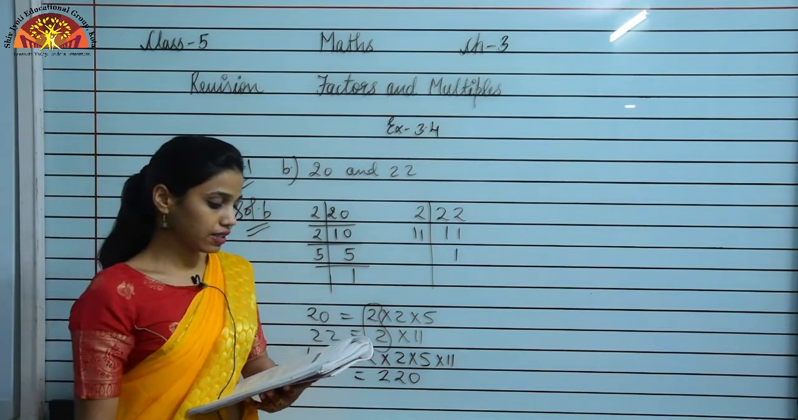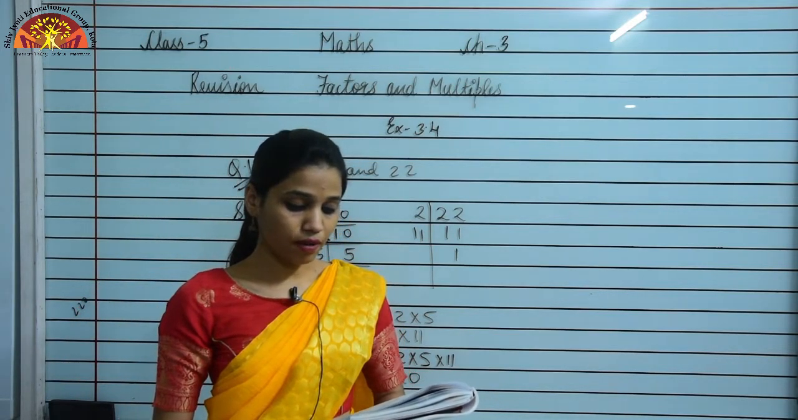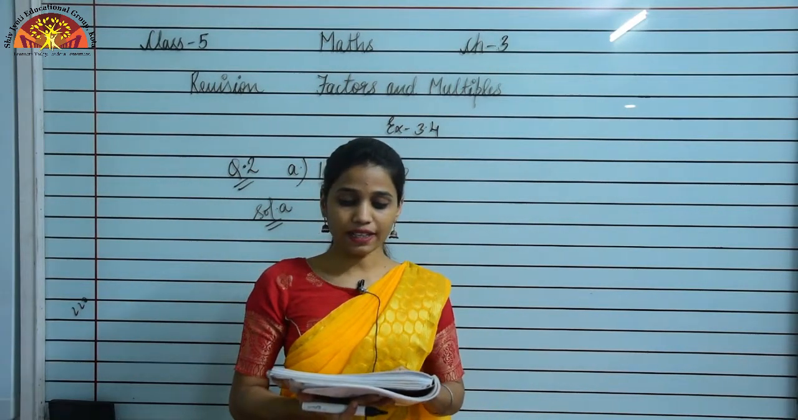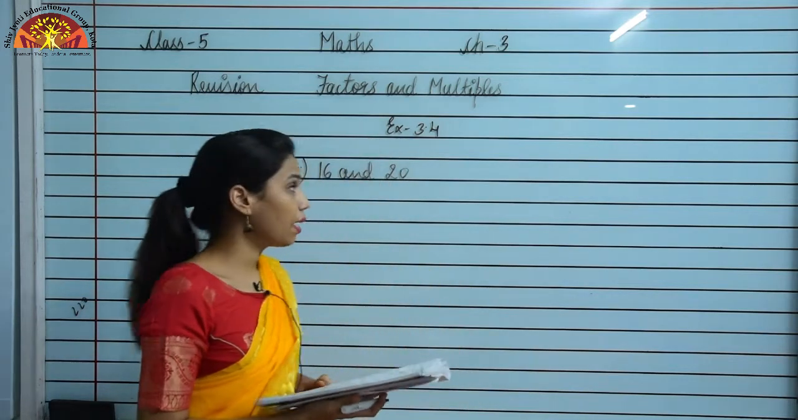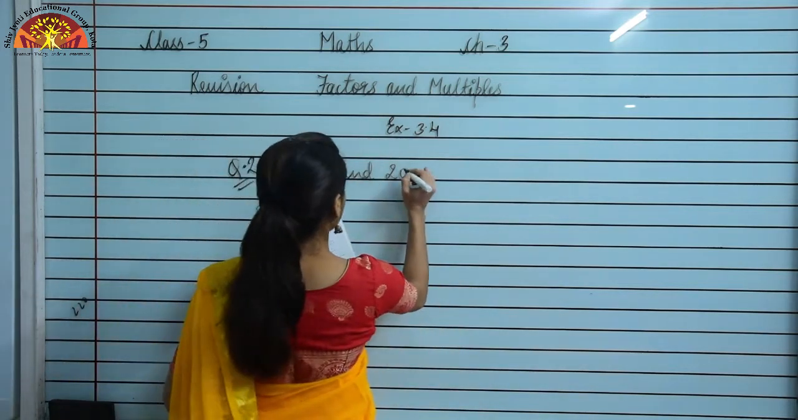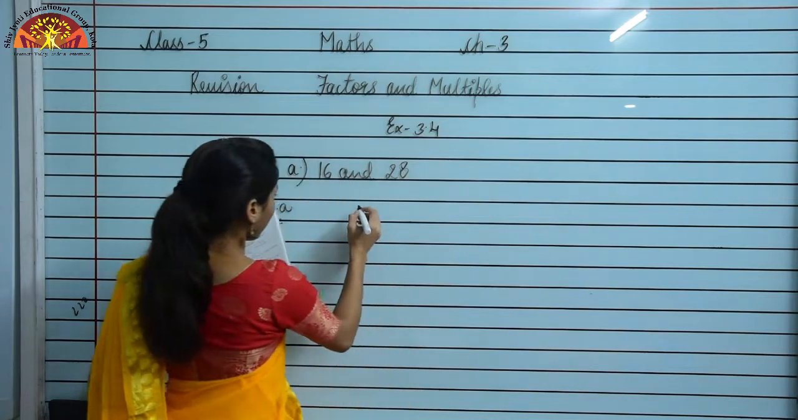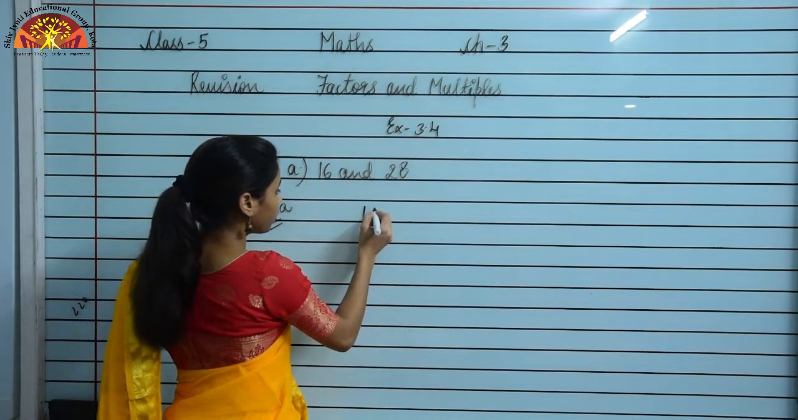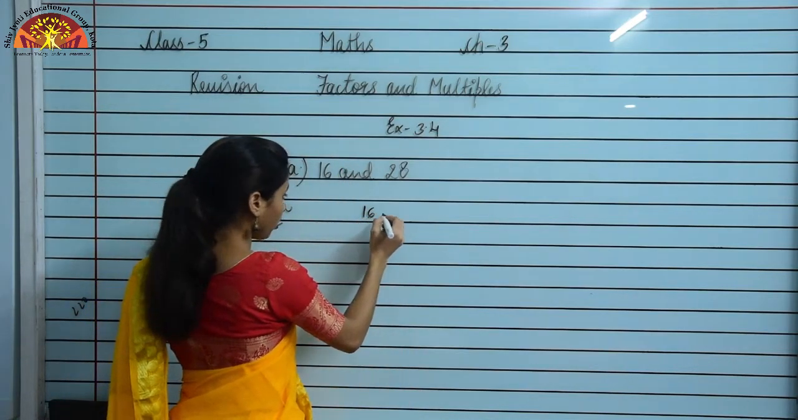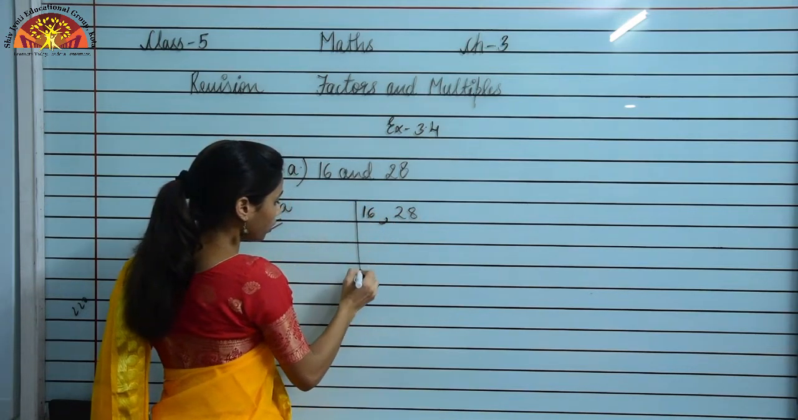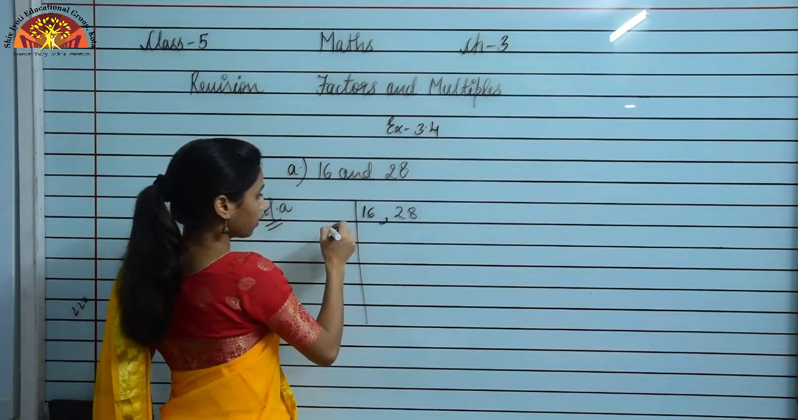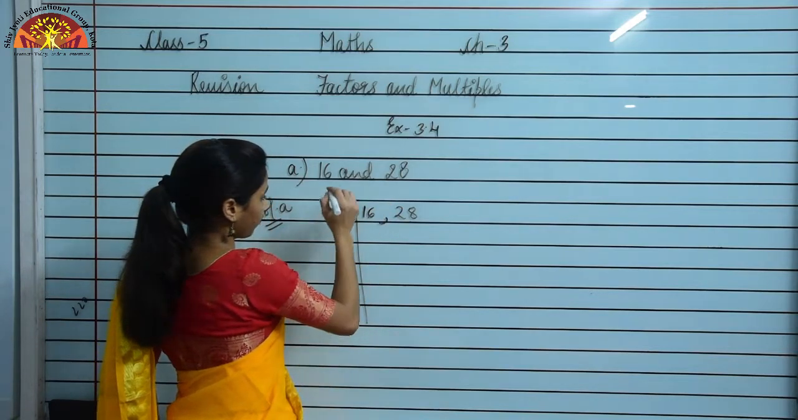Now let us see question number 2. Find the LCM of the following numbers by division method. Let us see question number 2. Find the LCM of the following numbers by division method. Now let us see the A part, 16 and 28. Okay, now here we have to find the prime factorization of both the numbers, but all together, meaning we will find their prime factorization together.